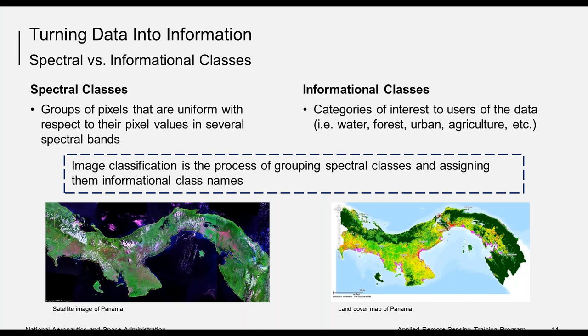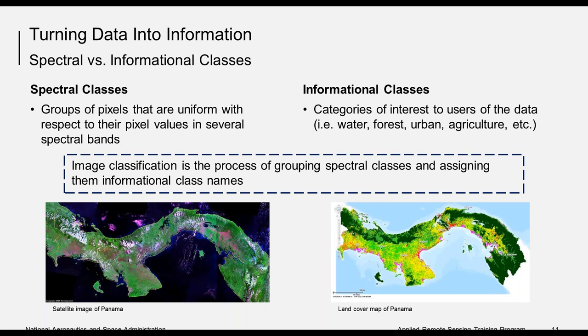It's important that you understand the difference between a spectral class and an informational class. A spectral class is a group of pixels that are spectrally similar. An informational class is a land use or land cover class of interest, like water or forest or urban or agriculture.